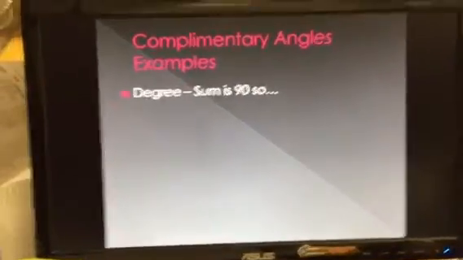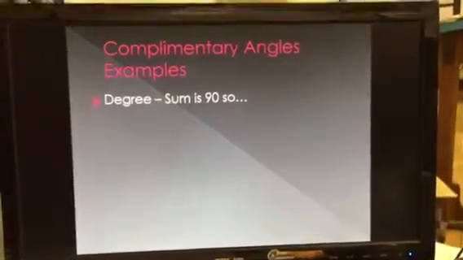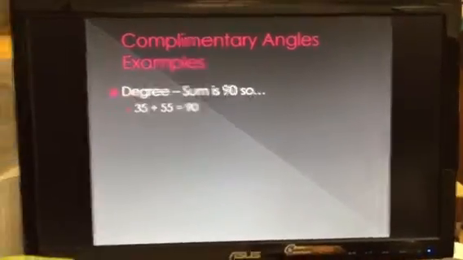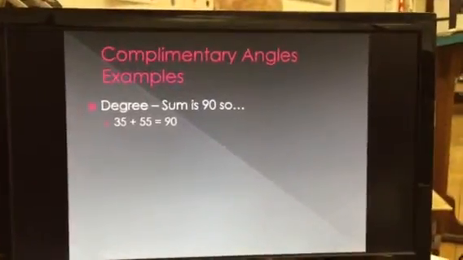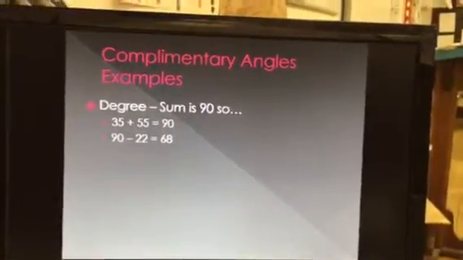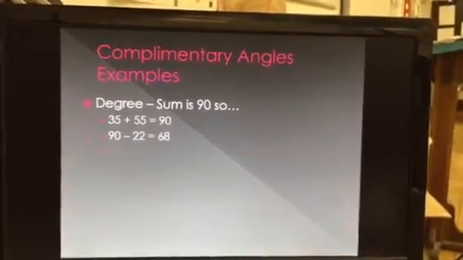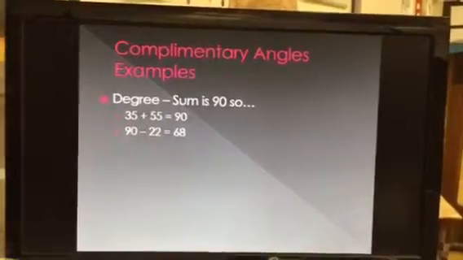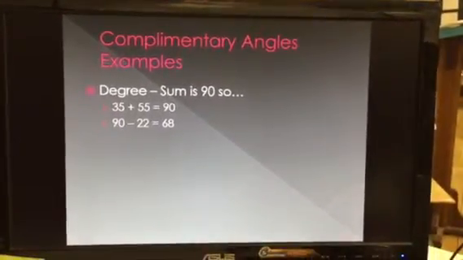Okay, so complementary angles examples. Our degree example, since their sum is 90 degrees, we'd have 35 plus 55 is 90. We could say 90 degrees minus 22, so we know one of them. The other one would have to be 68. So that's how we'd use that in a solving sort of way.